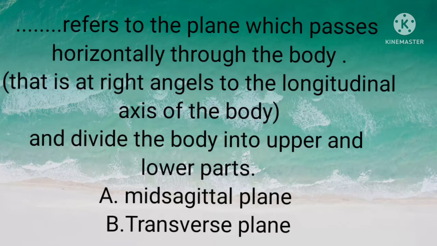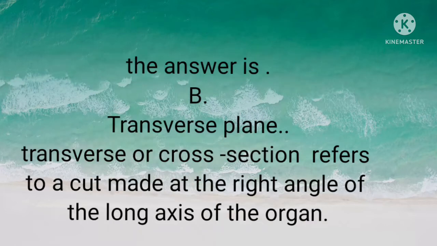Blank refers to the plane which passes horizontally through the body, that is, at right angle to the longitudinal axis of the body, and divides the body into upper and lower parts. A. Midsagittal plane. B. Transverse plane. The answer is B. Transverse plane. Transverse or cross sections refer to a cut made at a right angle to the long axis of the organ.